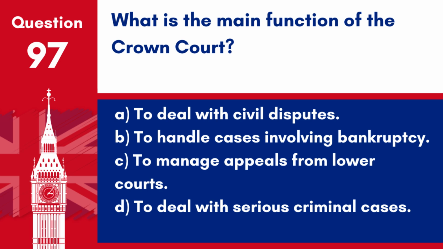Question 97. What is the main function of the Crown Court? A. To deal with civil disputes. B. To handle cases involving bankruptcy. C. To manage appeals from lower courts. D. To deal with serious criminal cases.